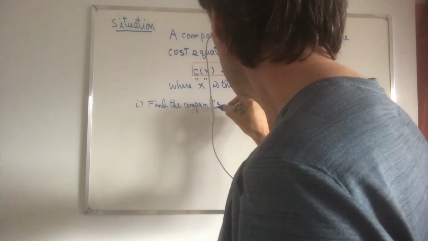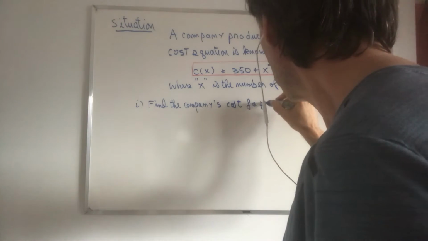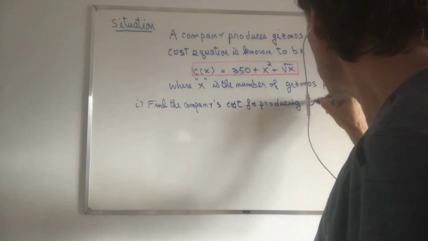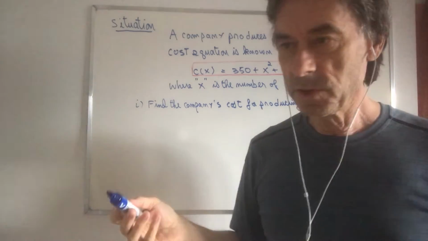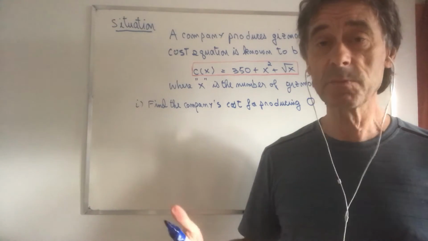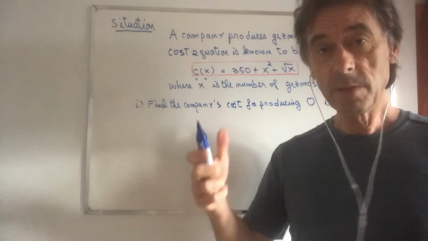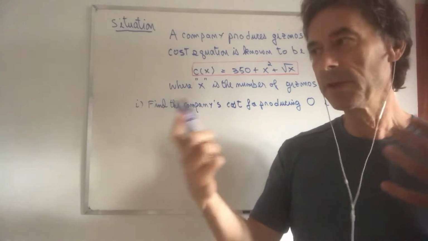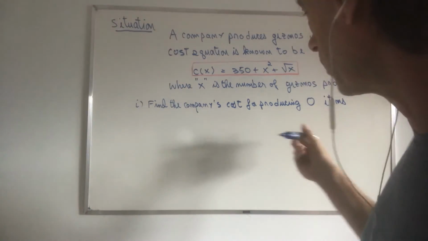Find the company's cost for producing 0 items. Well, if you produce 0 items, you don't have to buy the raw material to build what you build. So maybe your gizmos are made of plastic. You're producing 0, you don't buy plastic. But you got to pay rent, and you got to pay the water tax, and you got to pay the city tax, and you got to pay those things, electricity, because you got to heat the place in winter anyway, whether you're there or not.